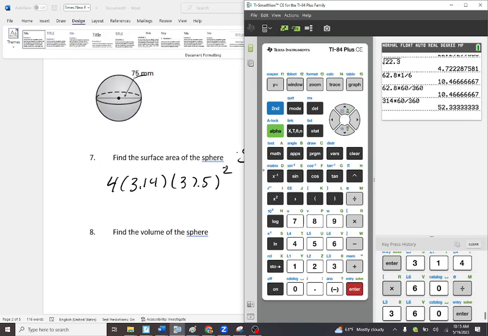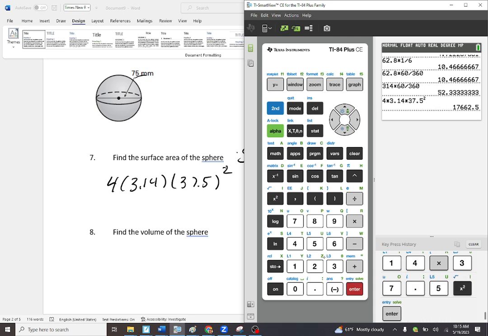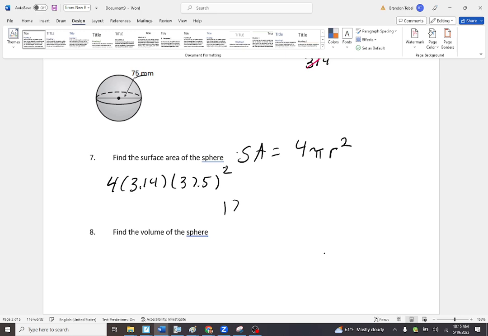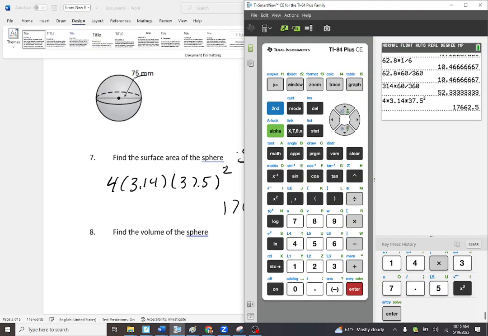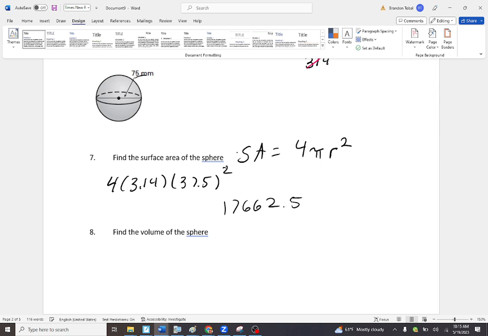You need the radius. What I got is the diameter. So I have to cut it in half. Is it really high? Yes, it's going to be really big, because we're squaring 37.5. So 37.5 squared. The surface area is in squared millimeters. And yeah, the number's big just because 75 is a big number. That's the real reason.